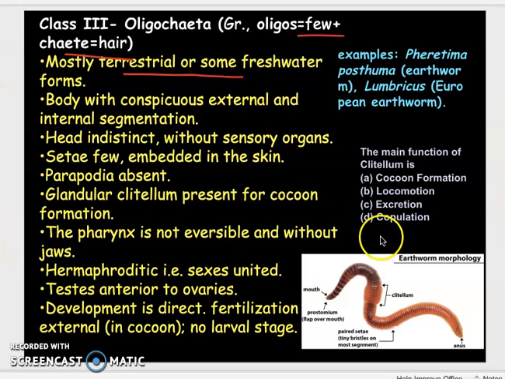And the beautiful representative of these Oligochaeta is the earthworm, and there is a structure called the clitellum which is present in this earthworm. This clitellum arises only at the time of the breeding season, and the main functions of the clitellum are the cocoon formation, locomotion, excretion, and copulation. So these are the functions of the clitellum.